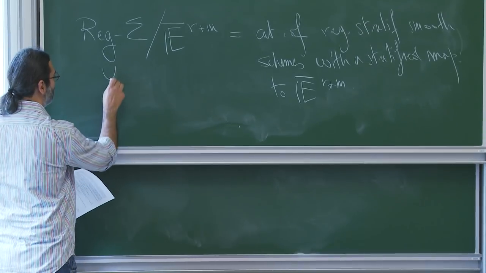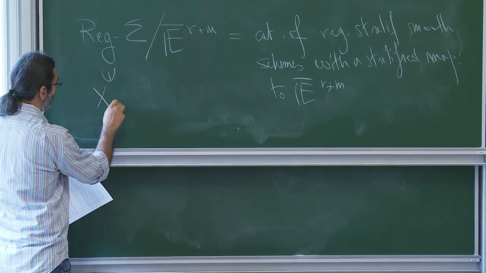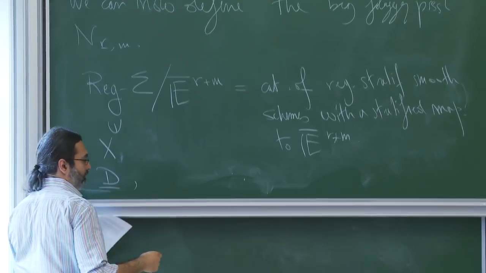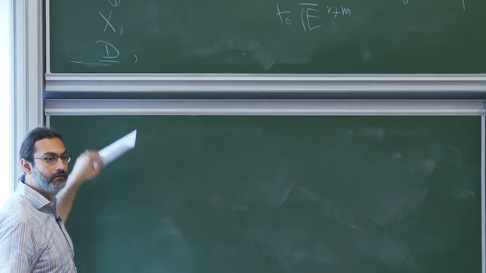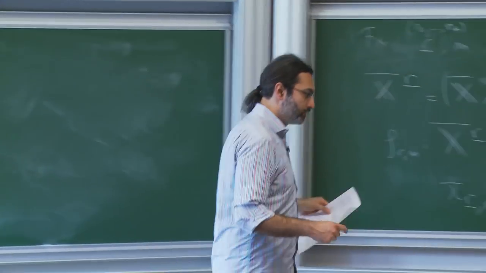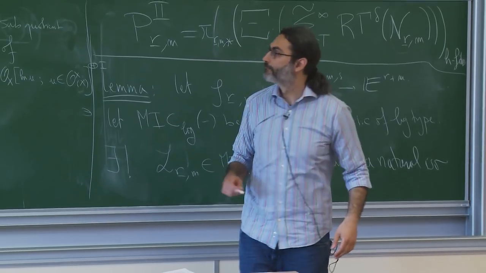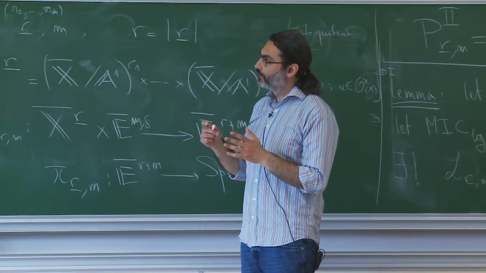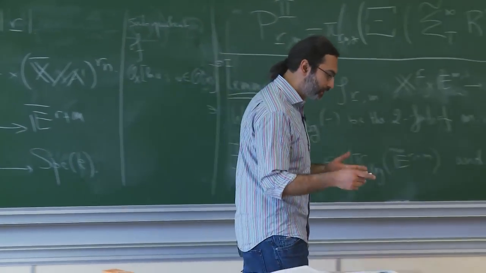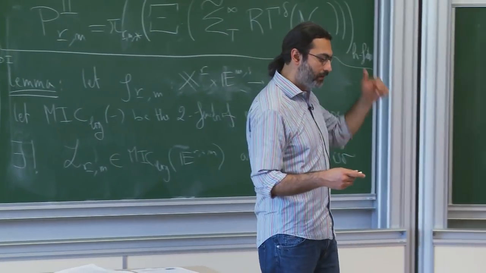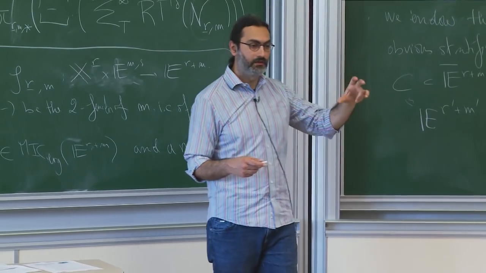See, whenever I have an object here and a flag. So the stratification you defined before, of E bar R plus M, is what? So E bar is just a product of P1s. And on each P1, you take the stratification given by the point zero, infinity, and the complement.